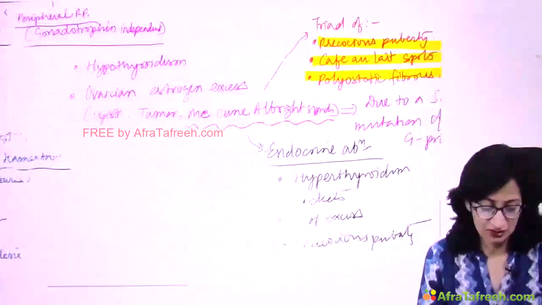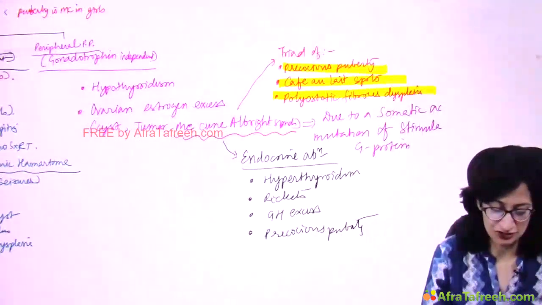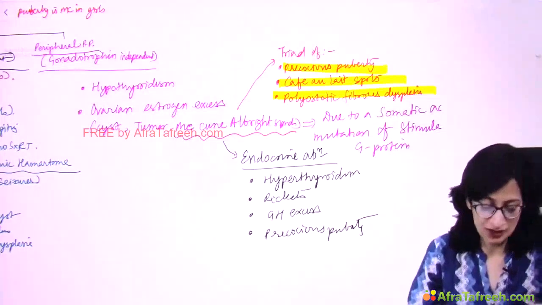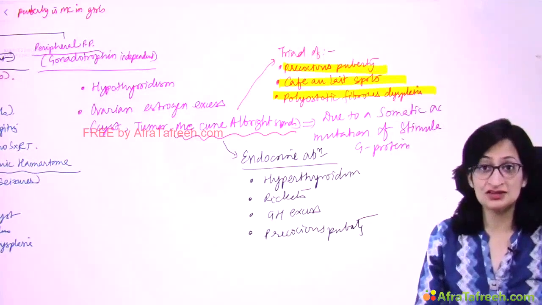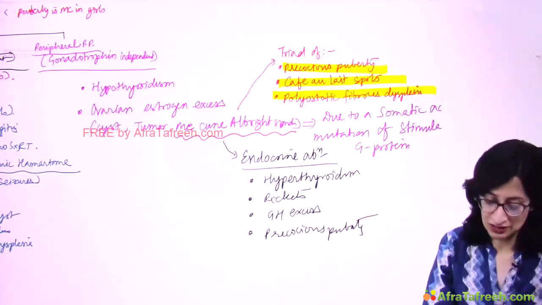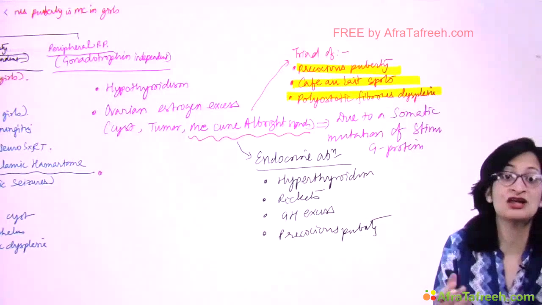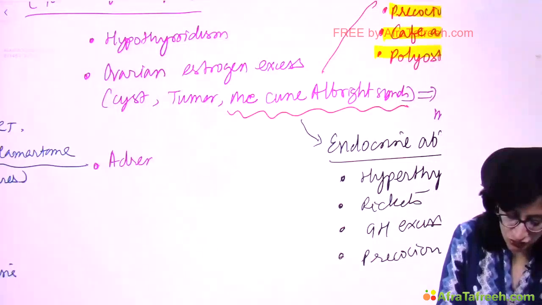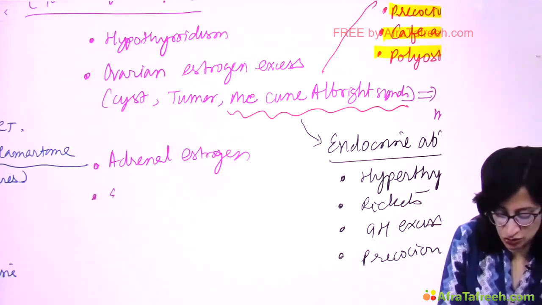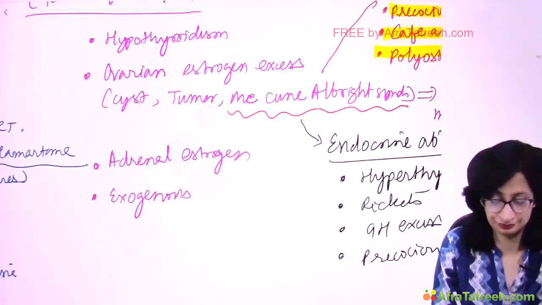Okay. So coming to some important causes of peripheral precocious puberty that we were listing down. One we said is hypothyroidism. Another important condition is ovarian estrogen excess. Then there can be adrenal estrogen excess as well, so the source of excess estrogen can be the adrenals also, or it can be exogenous estrogen exposure from outside, some drugs.